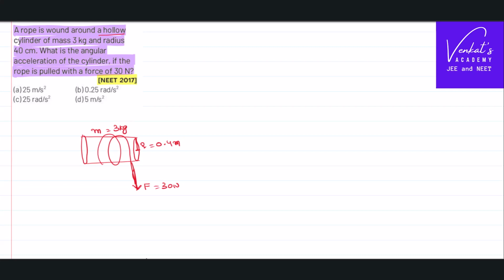See, when you pull it down, a torque is developed automatically. The cylinder rotates about the given axis. Then the torque developed. We have a basic definition of the formula. Torque is force into perpendicular distance. We also know in rotatory motion torque equal to I alpha. You are now asked to find out alpha.